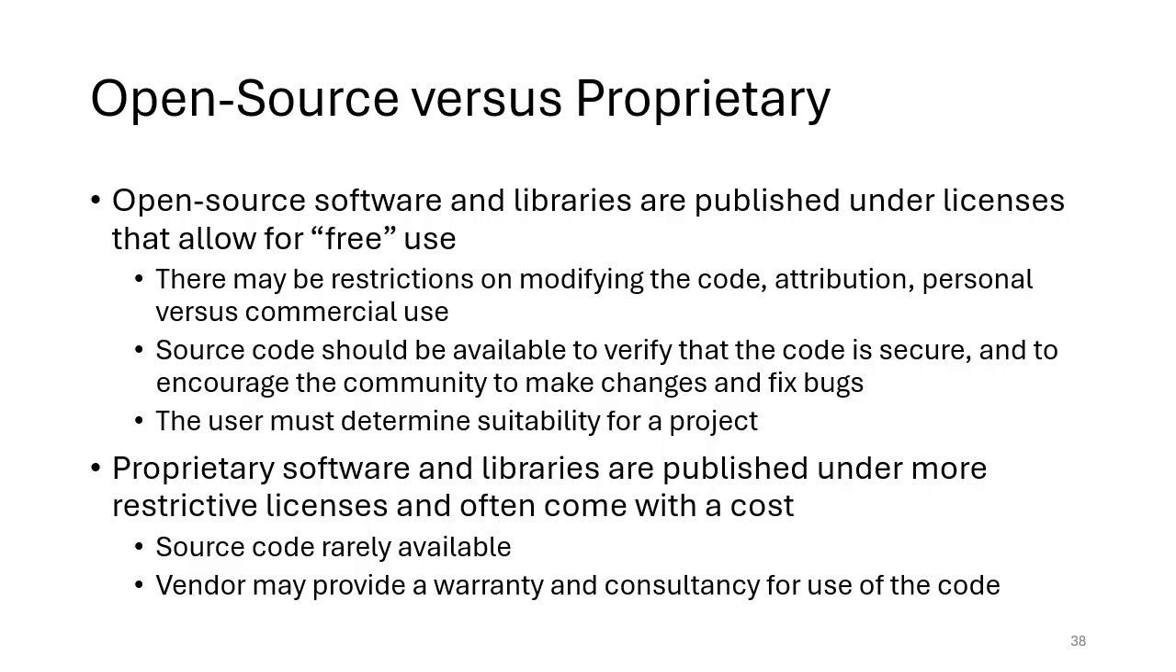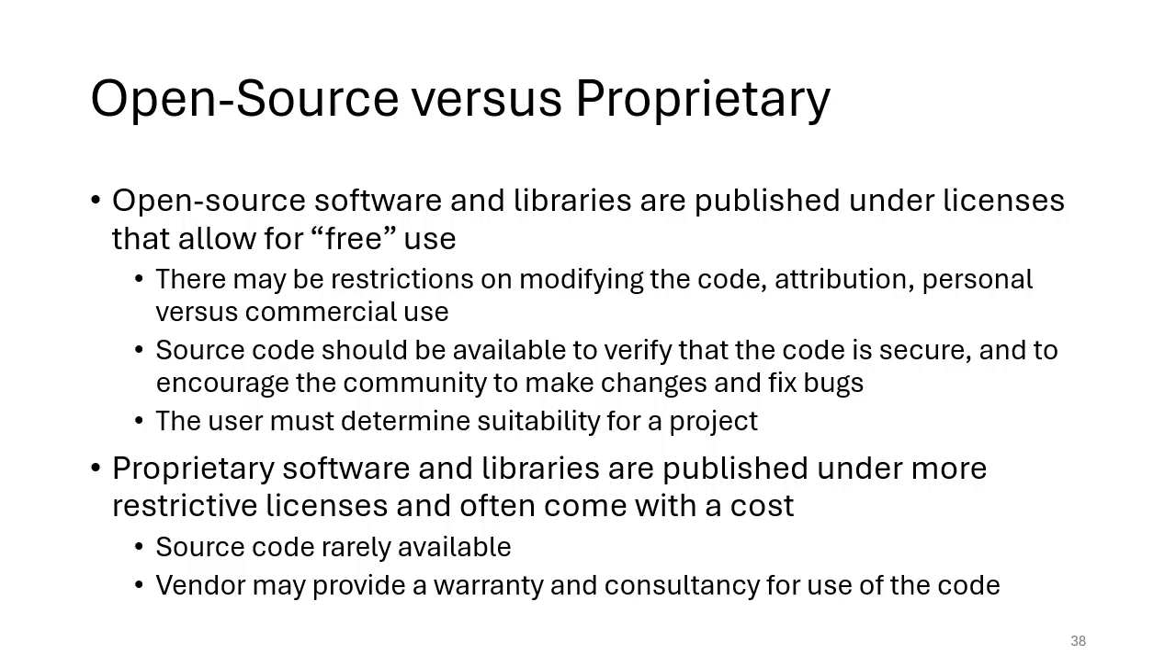Now, source code should be available for open source code to make sure that it's secure, so that allows independent verification. And it also provides access to a community to make changes and fix bugs. But ultimately, the key issue with open source software is if you use open source software, you're the one that's liable and you have to determine its suitability for a project.